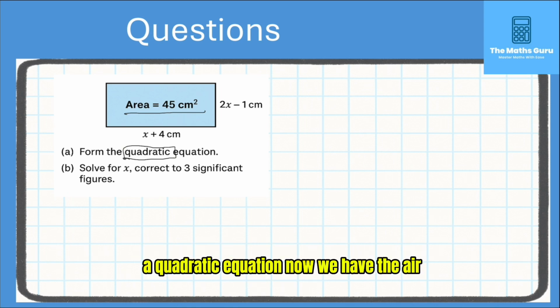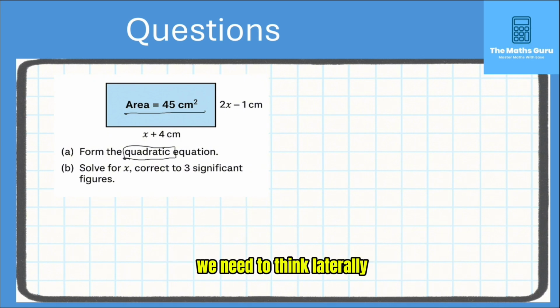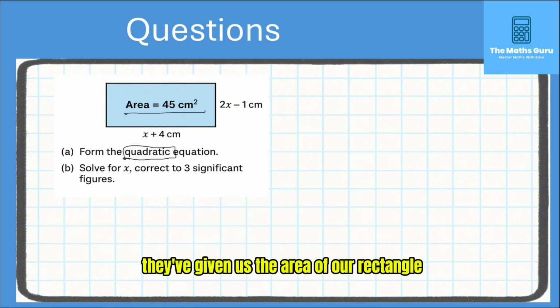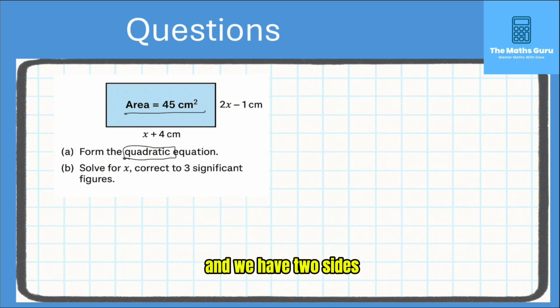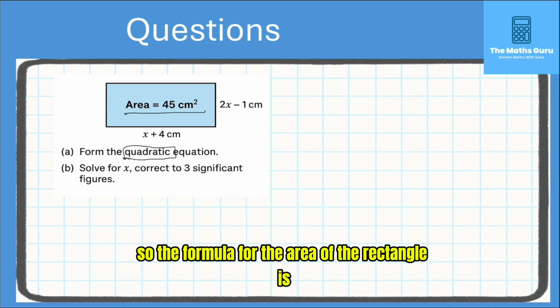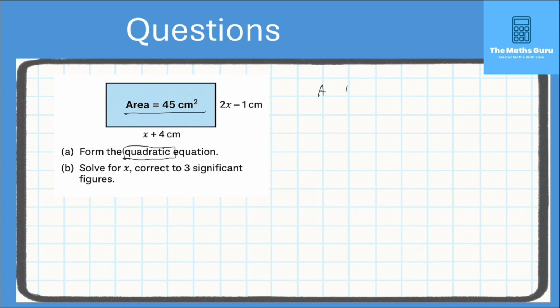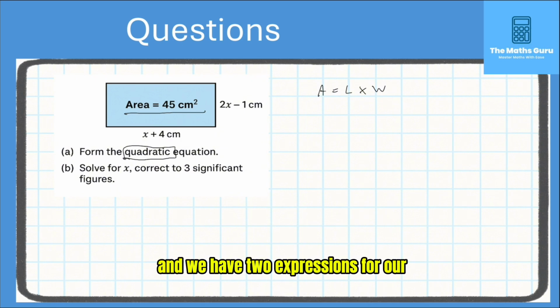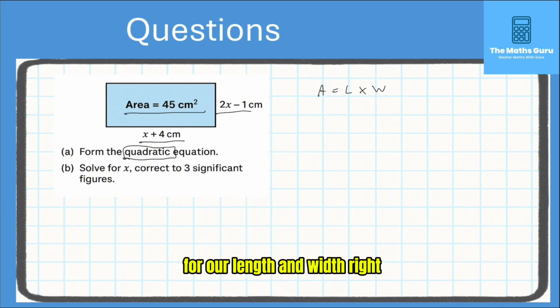Now, we have the area. We need to think laterally, and what I mean by laterally is think beyond the question. What is the question telling us? How can we use what they've given to work out our quadratic equation? Well, they've given us the area of our rectangle, and we have 2 sides. So the formula for the area of the rectangle is length times width, right? And we have 2 expressions for our length and width, right? An expression being a representation of the true length.